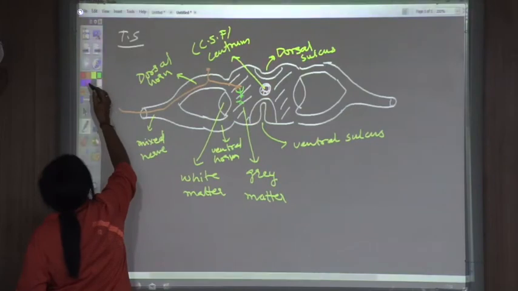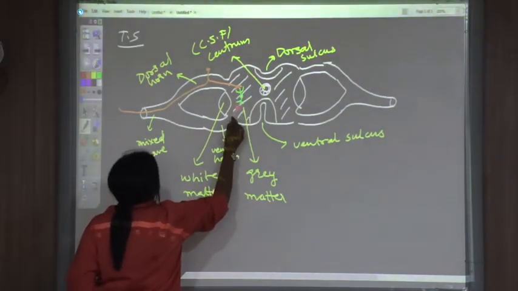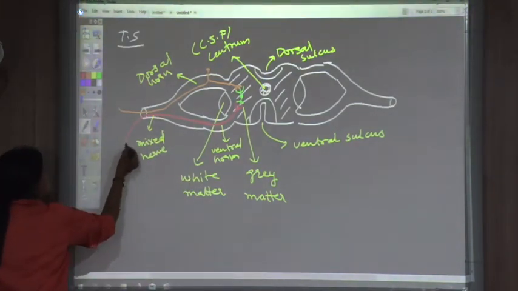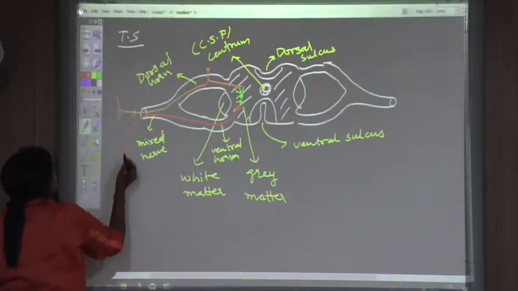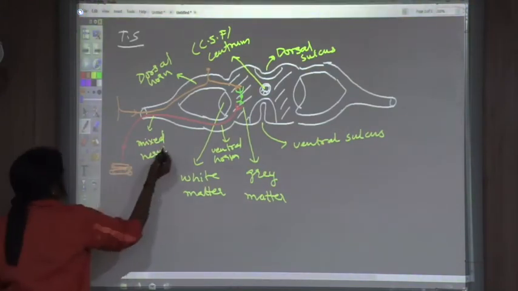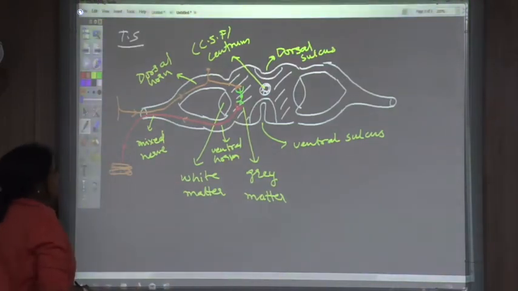Then the sensory neuron will be forming a connection with the association area and a motor neuron and a motor nerve, which finally affects the effector organ. Effector organ can be a muscle. So, this is how the arrangement of nerves is. It is always this way.